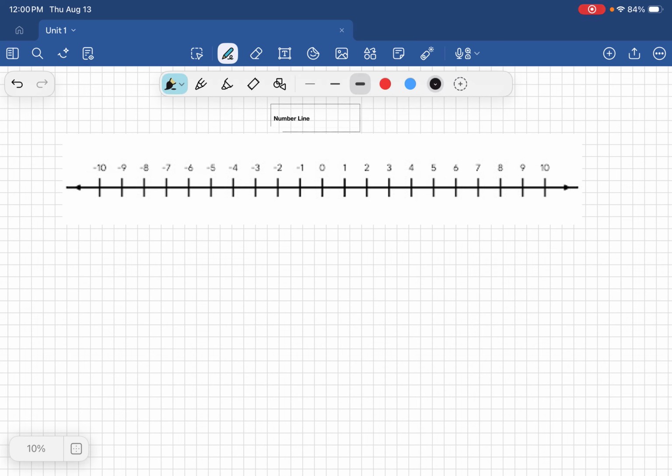Here's an important idea that will help us. We can rewrite subtraction as addition. When we subtract a number, we can add its opposite. For example, 5 minus 2. The opposite of positive 2 is negative 2. So we can rewrite 5 minus 2 as 5 plus negative 2. Both give us 3.